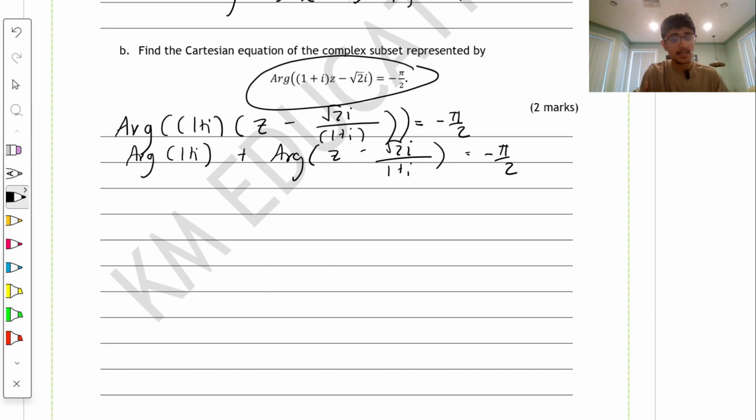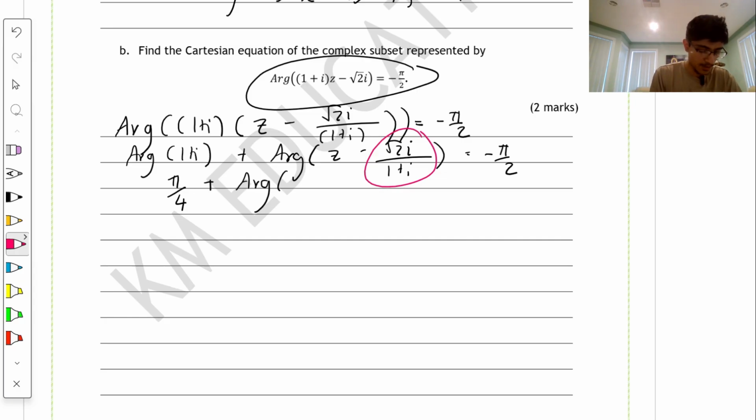Now I know arg(1 + i) is just π/4, so I can rewrite that as π/4. And because I want to write my equation of the ray as z minus a + bi, I want it in Cartesian form. I can actually convert this into Cartesian form a couple of ways. I can either multiply the numerator and denominator by 1 - i, or I can just convert it to polar form and then convert it to Cartesian form afterwards, which is what I'm going to be doing. So I get -√2 cis(π/2) divided by √2 cis(π/4), and this is equal to -π/2.